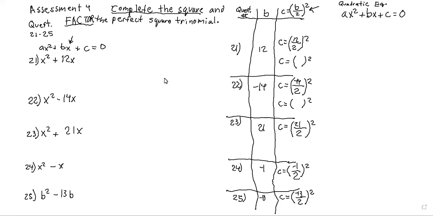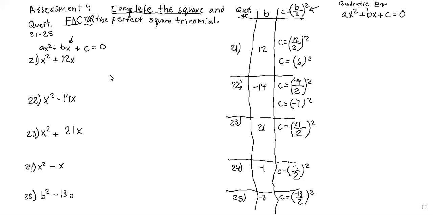Now, before we go ahead and add that c value, i.e. complete the square, we're just going to check the fraction inside the bracket to see if it simplifies to a whole number. For 21, it's 12 over 2. That turns into 6, so that works. Okay. If it doesn't simplify, we're just going to leave it as is. For 22, it's negative 14 over 2, which is negative 7, so that's a whole number. Okay. For 23, it's 21 over 2. That doesn't simplify, so it stays. For 24, also stays, and 25, it also stays.